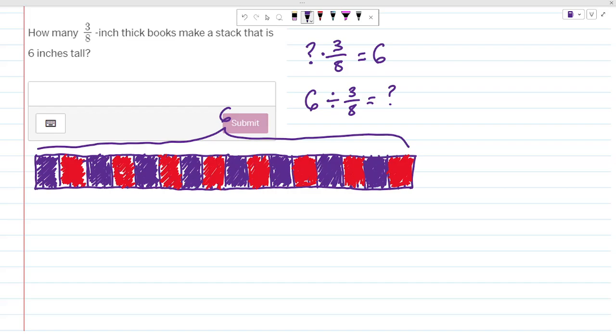Let's go ahead. How many groups of 3/8 did we end up with? 1, 2, 3, 4, 5, 6, 7, 8, 9, 10, 11, 12, 13, 14, 15, 16. So how many groups of 3/8 are in 6? 16. So it would take 16 of these 3/8 inch books to make a stack that is 6 inches tall.